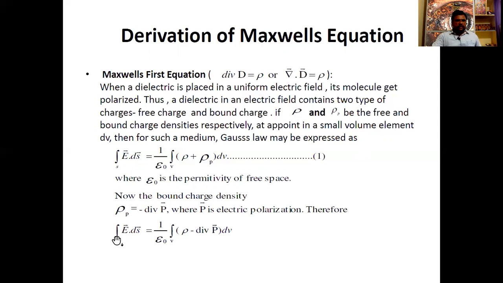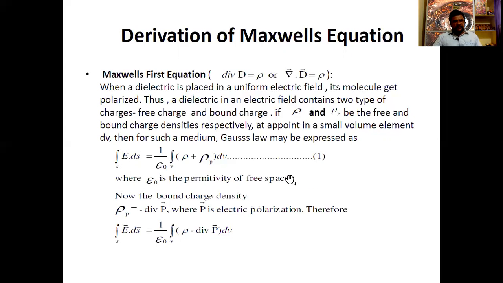Therefore, this equation can be written as follows: surface integral of E bar dot dS bar is equal to 1 by epsilon naught volume integral of (rho minus divergence P), substituting minus divergence P instead of rho p. So this equation becomes like this. Next we will use Gauss divergence theorem, convert this into divergence, and then rearrange this equation. We will arrive at Maxwell's first equation.